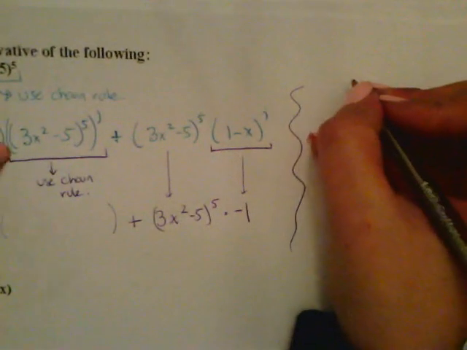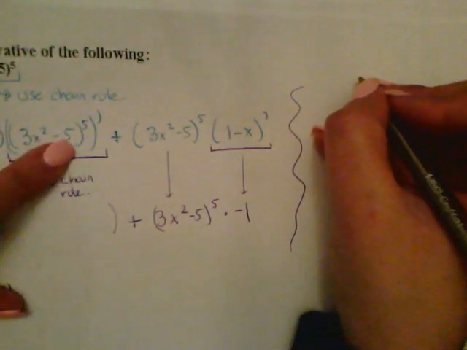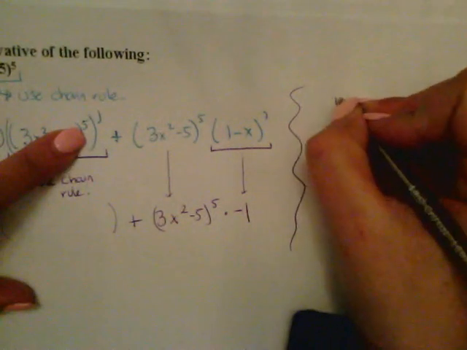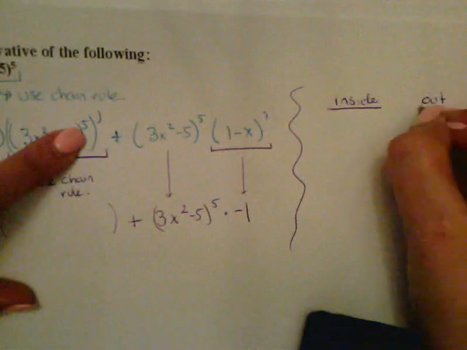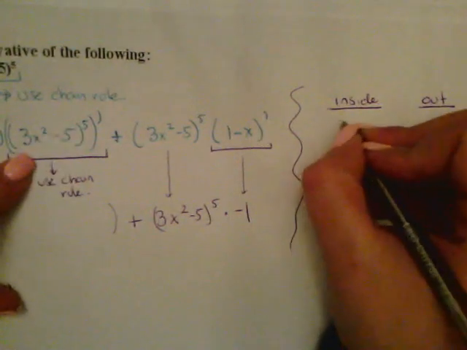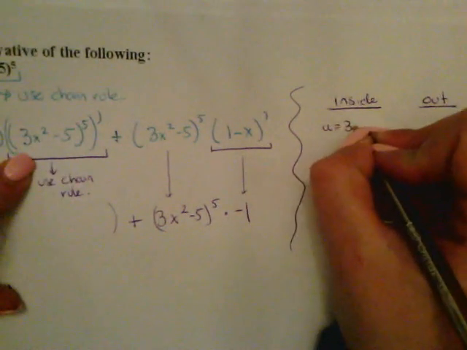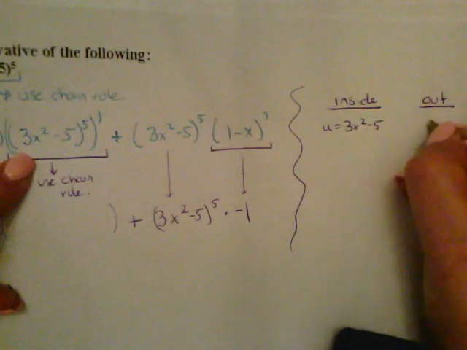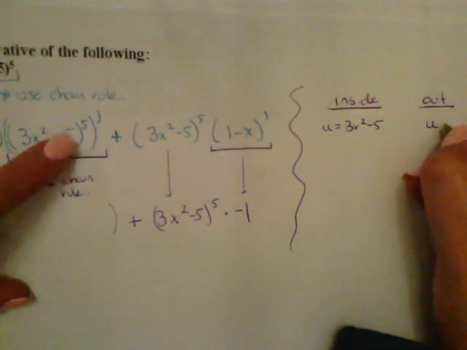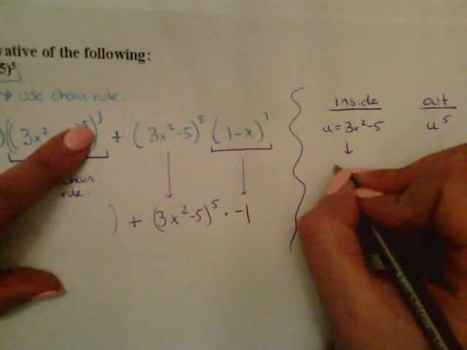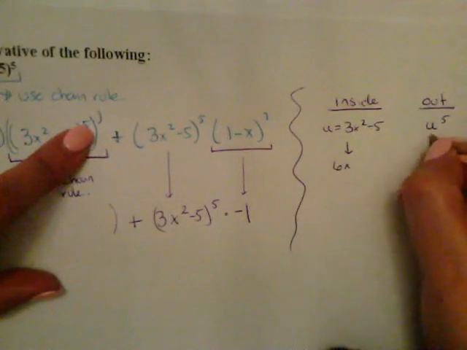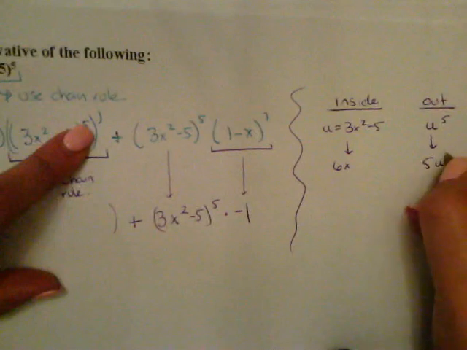So our problem is 3x squared minus 5 to the 5th. Remember your chart. Inside, outside. So what's our inside function? It's 3x squared minus 5. What's our outside function now? It's u to the 5th. Now find the derivatives. So 6x. Find the derivative, 5u to the 4th.